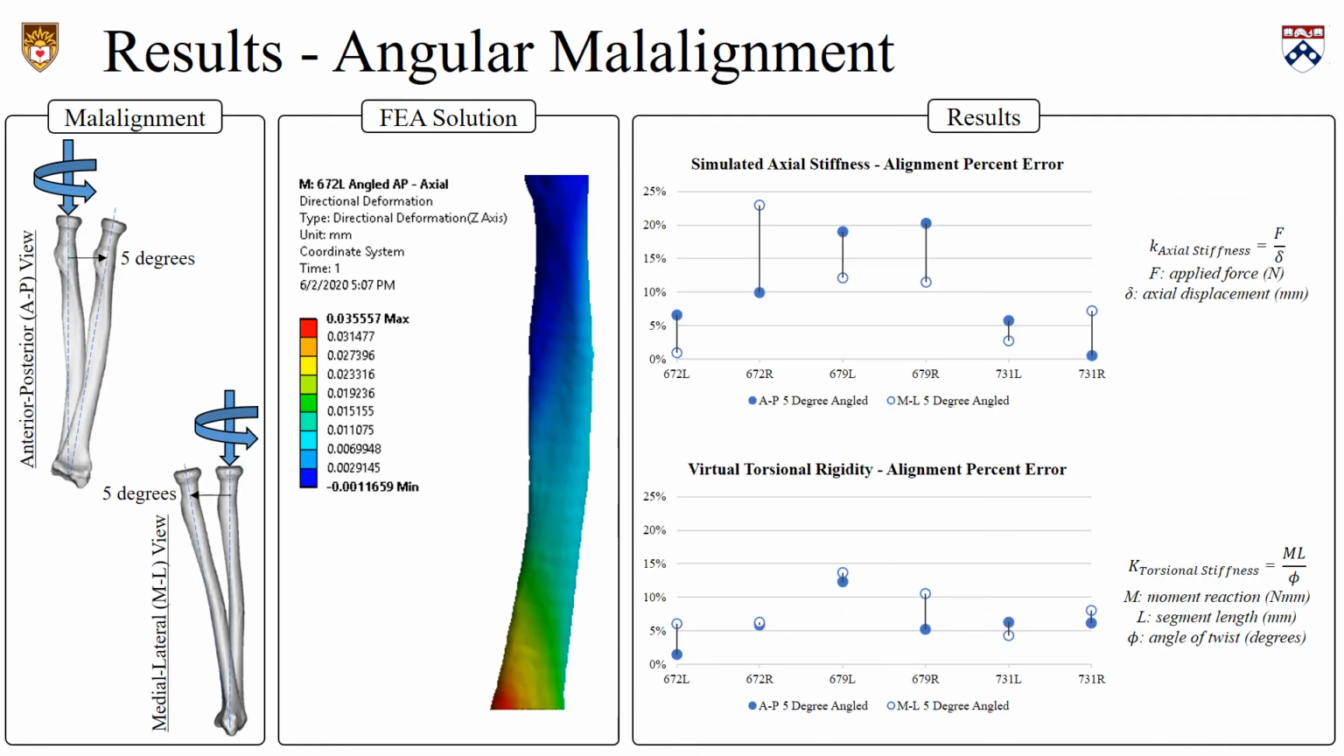The same tests were run, but for the angular malaligned configuration, in which a 5-degree malalignment was applied in the anterior-posterior view and in the medial-lateral view. And on the right-hand side, you can see the results from both of those tests. On the top, again, is the simulated axial stiffness and the percent error from the aligned configuration. And on the bottom is the virtual torsional rigidity, and that is the percent error from the aligned configuration.